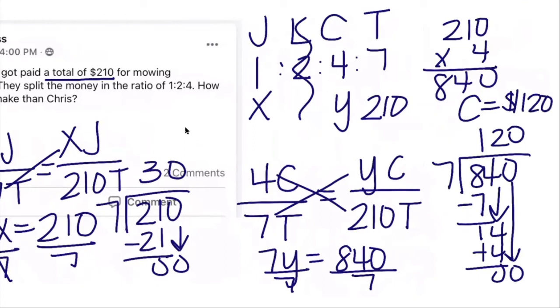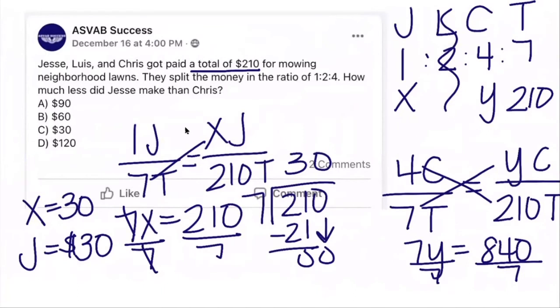Okay. So now that we have that, let's go back to our question. It says, how much less did Jesse make than Chris? Which means, what's the difference between them? So we have to do Chris, which made 120, minus Jesse, which made 30, and that gives us $90. And that is our answer.